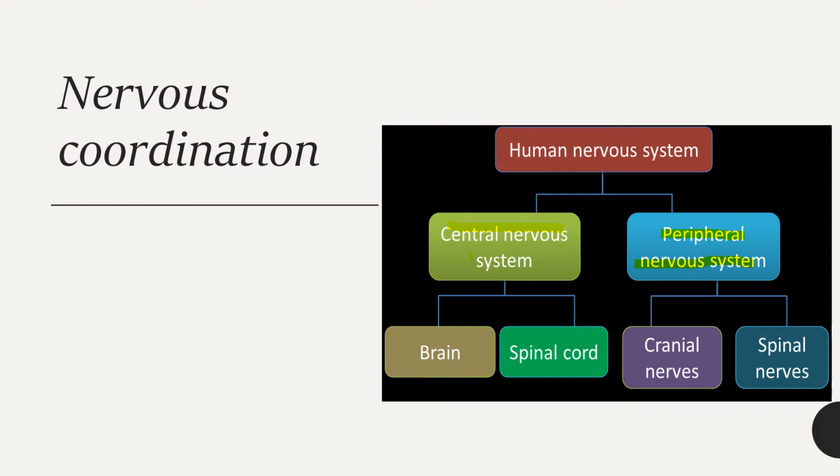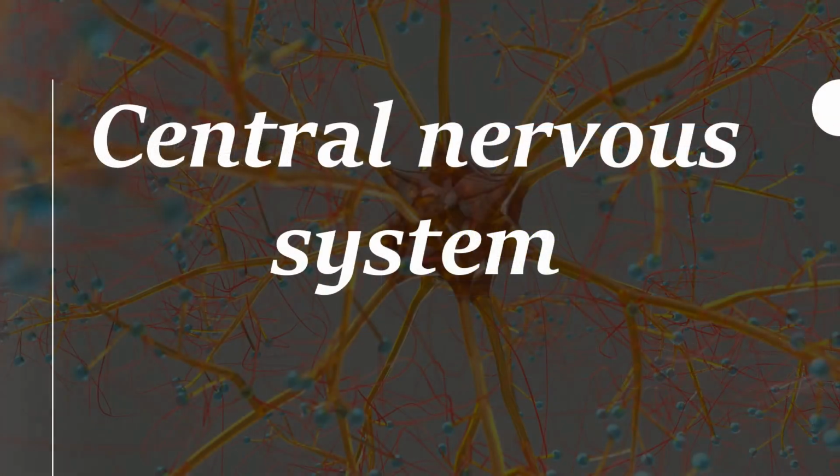The first one is cranial nerves and the second one is spinal nerves. Cranial nerves are the nerves that arise from the brain, and spinal nerves arise from the spinal cord. So this is the structure of our nervous system. Now let's move to the two types of nervous systems we find in our body.